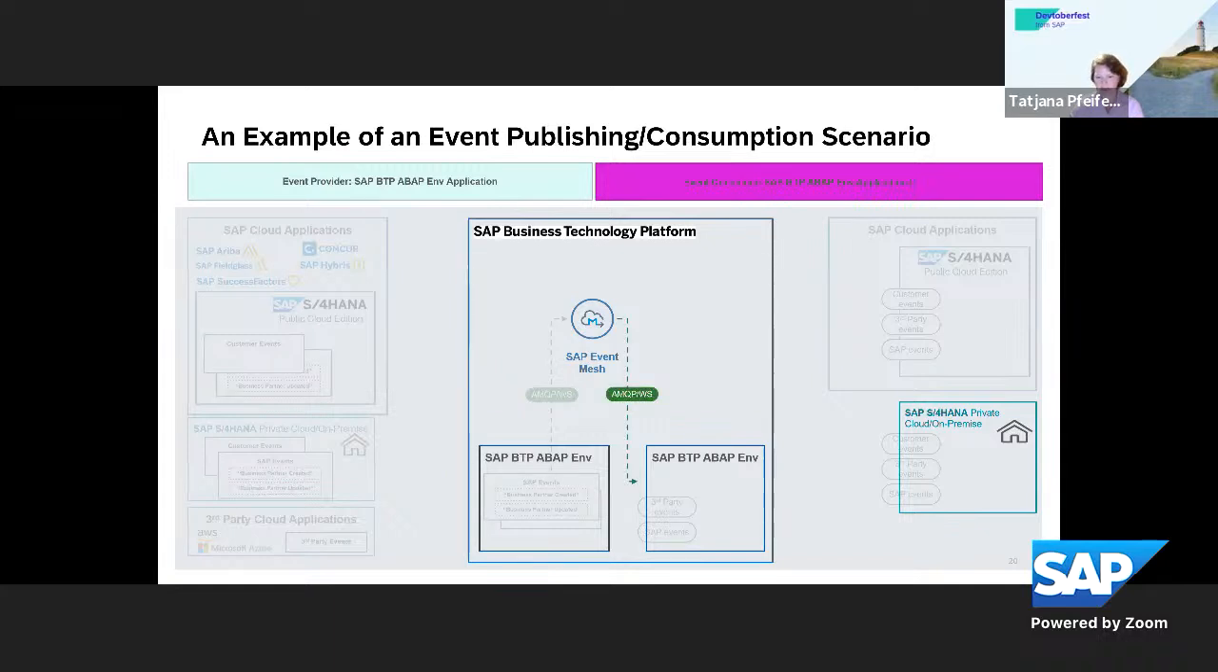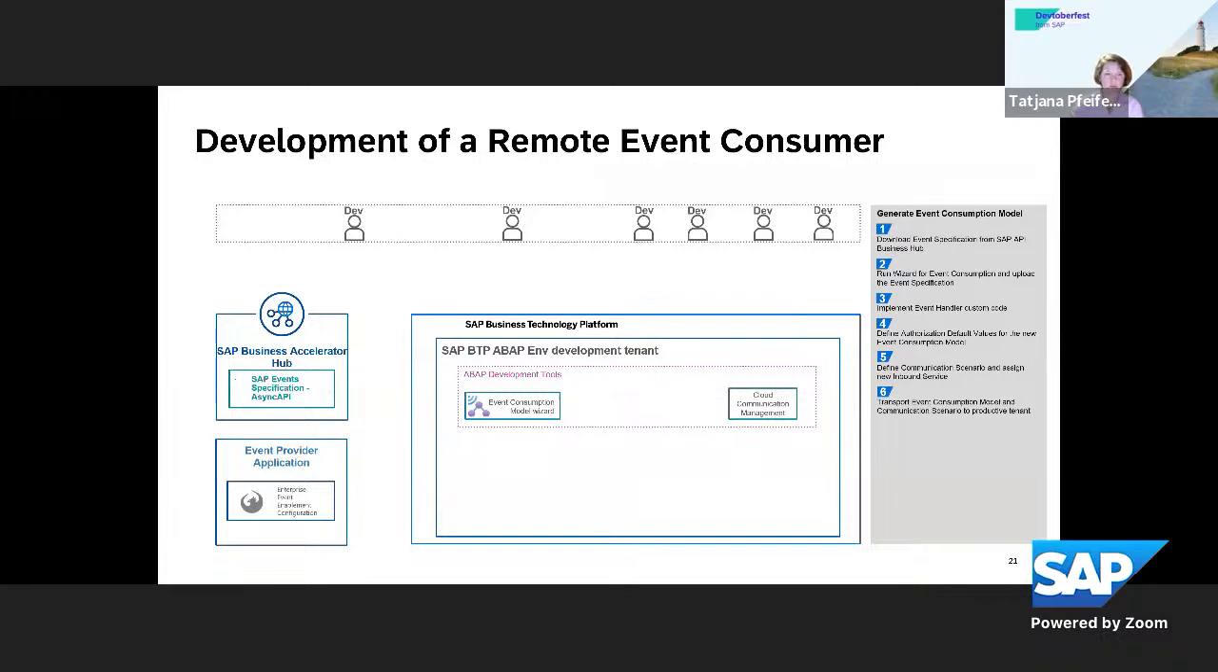So therefore, we again need a connection from the event mesh to our BTP ABAP environment tenant. And we have to prepare the consumer in a way that it accepts the event and that it processes the event in the right user context. So let's see what we need to do. Jens mentioned that the metadata can be found on the event provider application, which he has shown us, or on the Business Accelerator Hub. So we need to download the event specification from there.